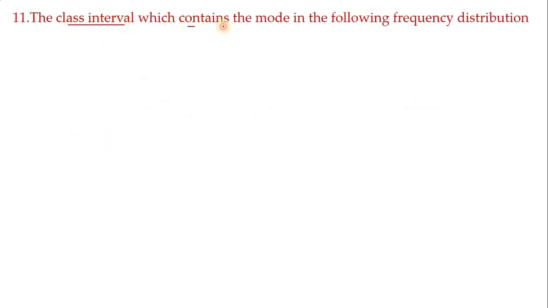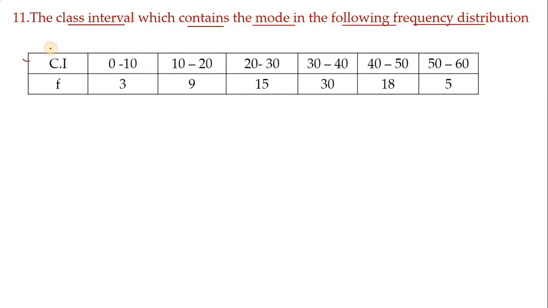Find the class interval which contains the mode in the following frequency distribution. A table is given, children. The class interval is the first column, and the second one is the frequencies. What we want to find is the class interval of the modal class. A very important thing is how to identify the modal class. You want to identify the highest frequency. Here the highest frequency is 30. So this is the modal class, I mean 30 to 40.